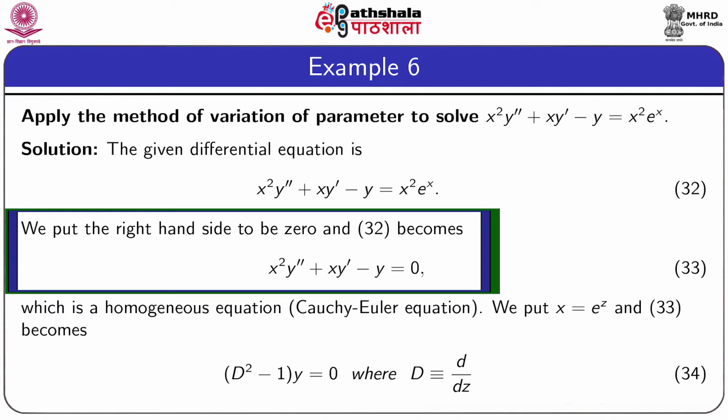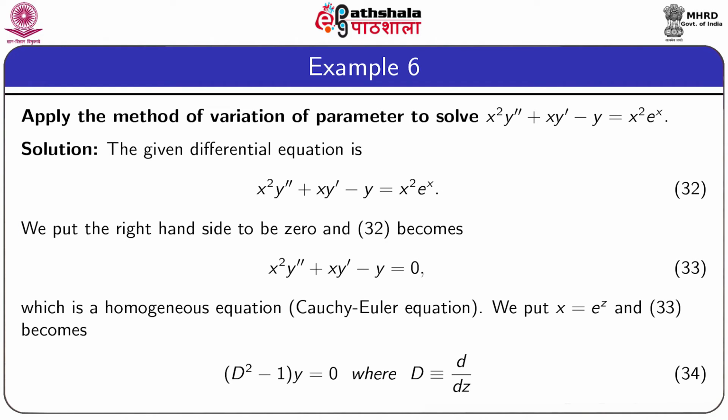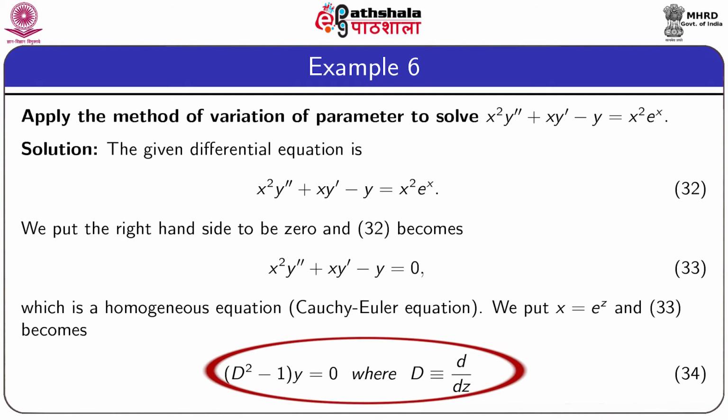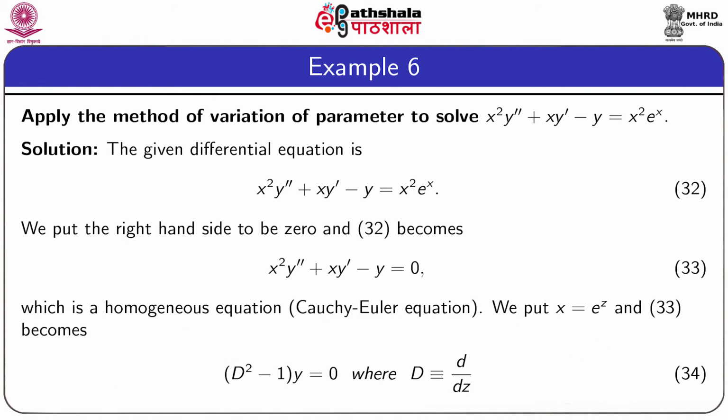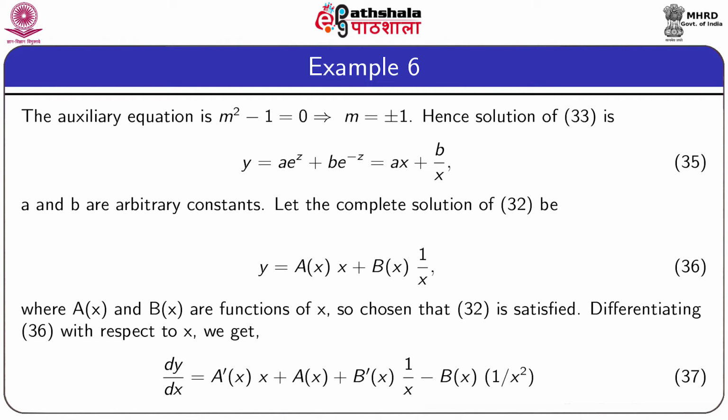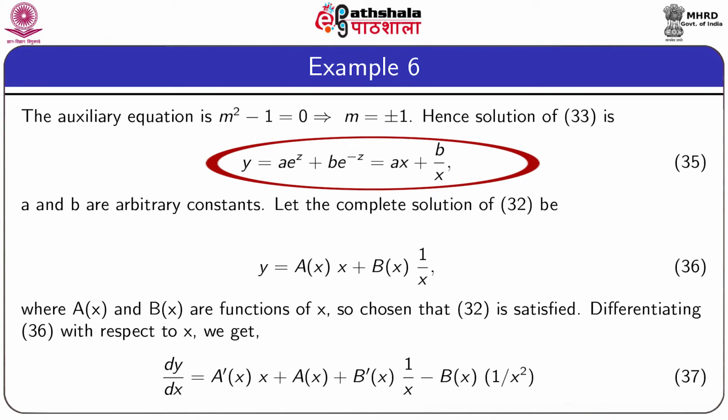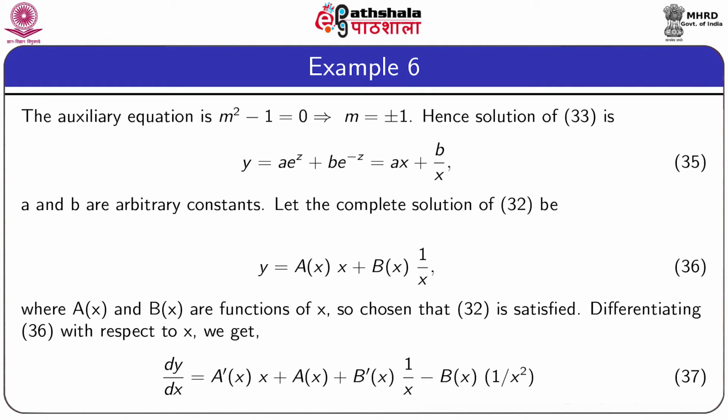Now, if we put the right hand side to be 0, then the equation becomes x squared y double dash plus x y dash minus y equal to 0, which is a homogeneous equation or the Cauchy-Euler equation given by equation 33. We put x equal to e to the power z, and our 33 reduces to (D squared minus 1) y equal to 0, where D is the operator d/dz, given by equation number 34. The auxiliary equation is m squared minus 1 equal to 0, which gives m equal to plus minus 1. Hence, the general solution of 33 is y equal to a e to the power z plus b e to the power minus z, equal to a x plus b by x, where a and b are arbitrary constants.